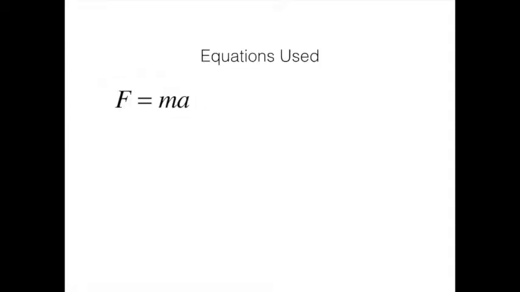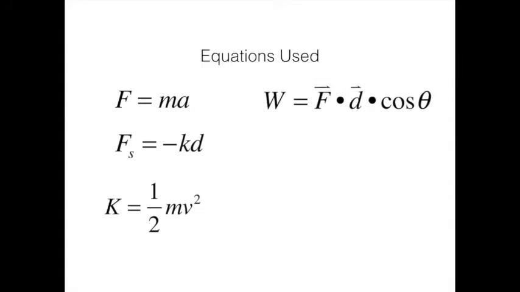Now, the equation that we're going to be using is force equals mass times acceleration. Force of the spring equals negative k times displacement, and k is just a coefficient that's different for every spring. Kinetic energy K is equal to 1/2 mass times velocity squared. And work equals force times displacement times cosine of theta, where theta is the angle between the force and displacement vectors. Work is also equal to change in kinetic energy. It's really change in any energy or transfer of energy, but in this case we're only dealing with kinetic energy.